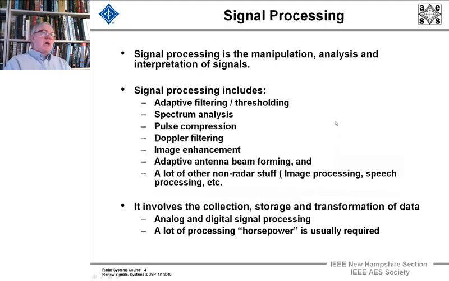Now, signal processing in general is the manipulation and analysis and interpretation of signals. It's sort of like a dictionary. What it includes is an awful lot of radar-type stuff and processes: adaptive filtering and thresholding, spectrum analysis, pulse compression, which you saw in one of the boxes, Doppler filtering, which you also saw in the block diagram of a radar, image enhancement, since many radars do imaging and you can enhance the image, adaptive antenna beam forming and beam nulling, but also lots of other non-radar stuff, image processing of pictorial images and speech processing.